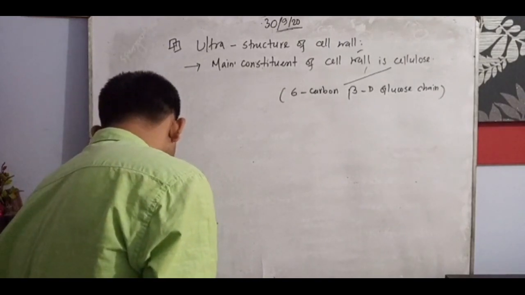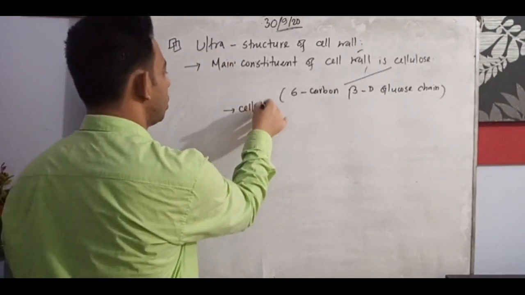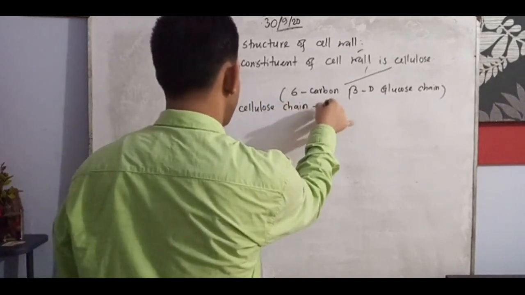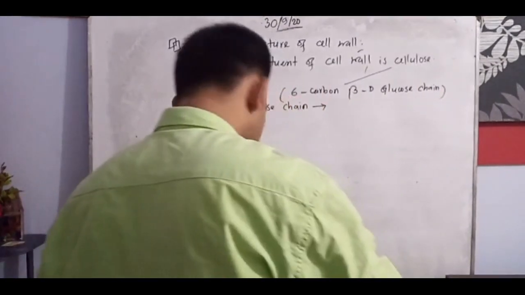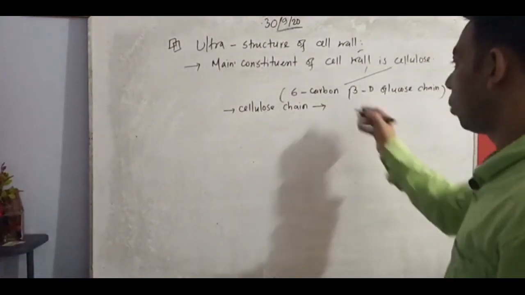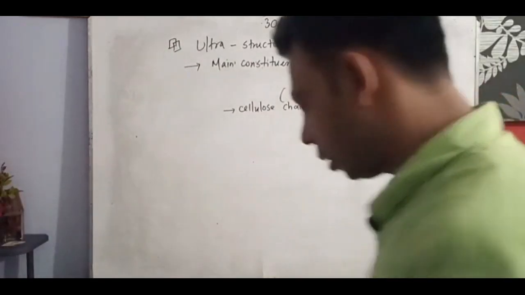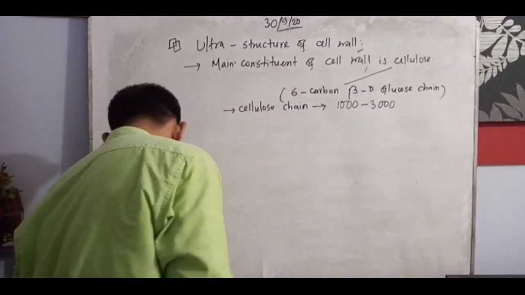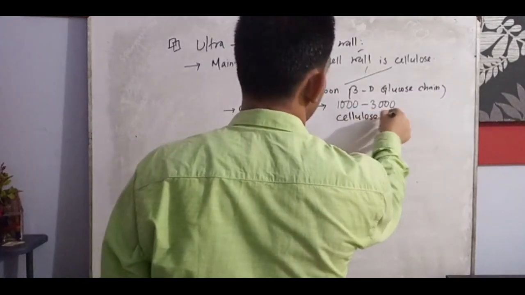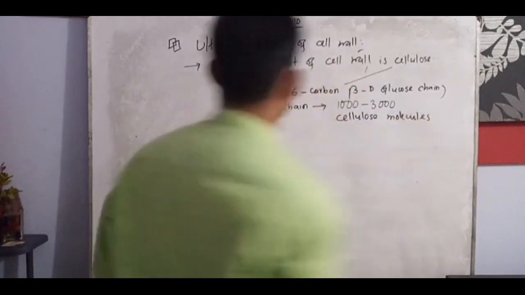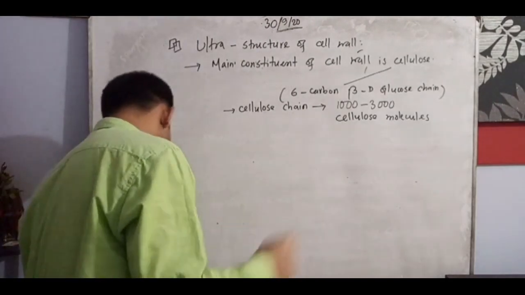And the cellulose chain is actually composed of 1000 to 3000 cellulose molecules. It is also important for MCQ type questions.